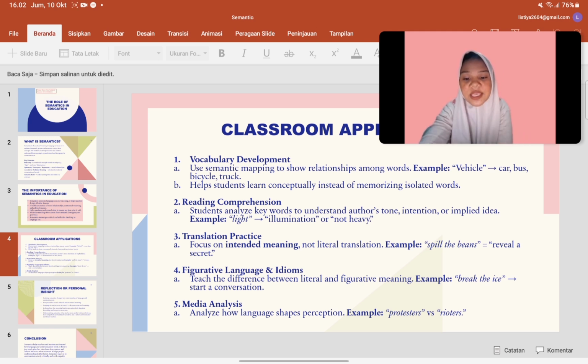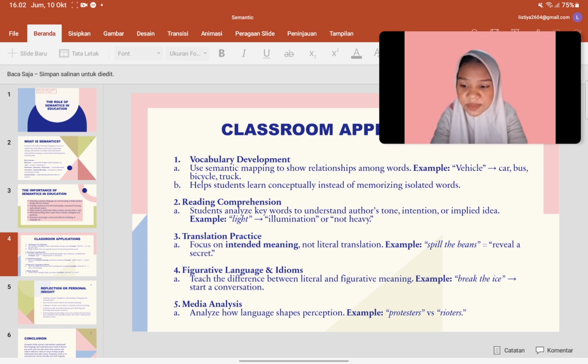And the last is media analysis. Semantics can also be used to analyze media language. For example, calling a group protesters versus rioters can influence how people perceive the same event.